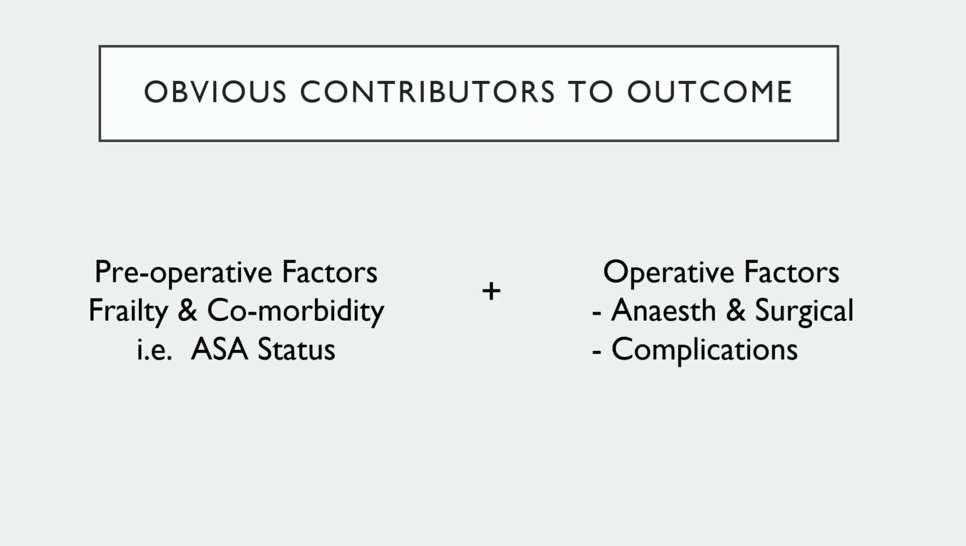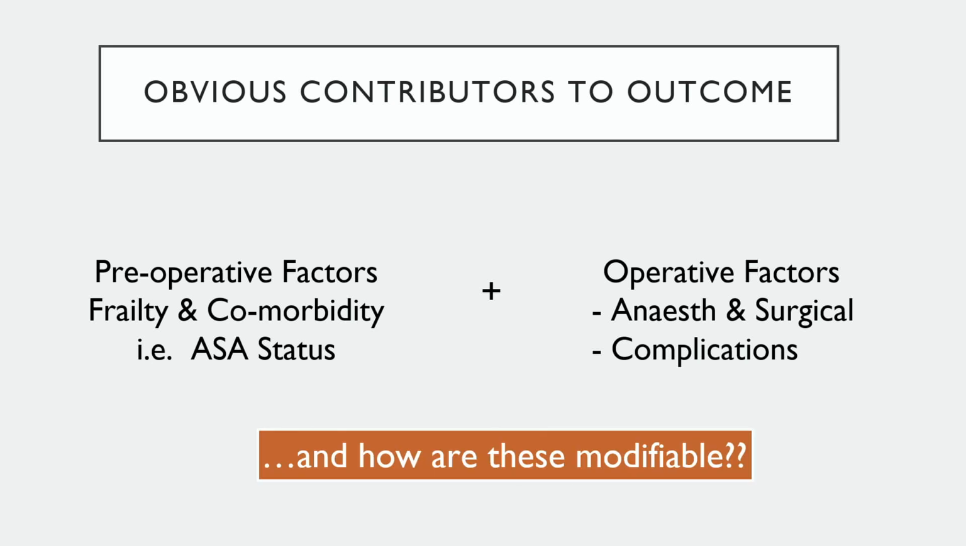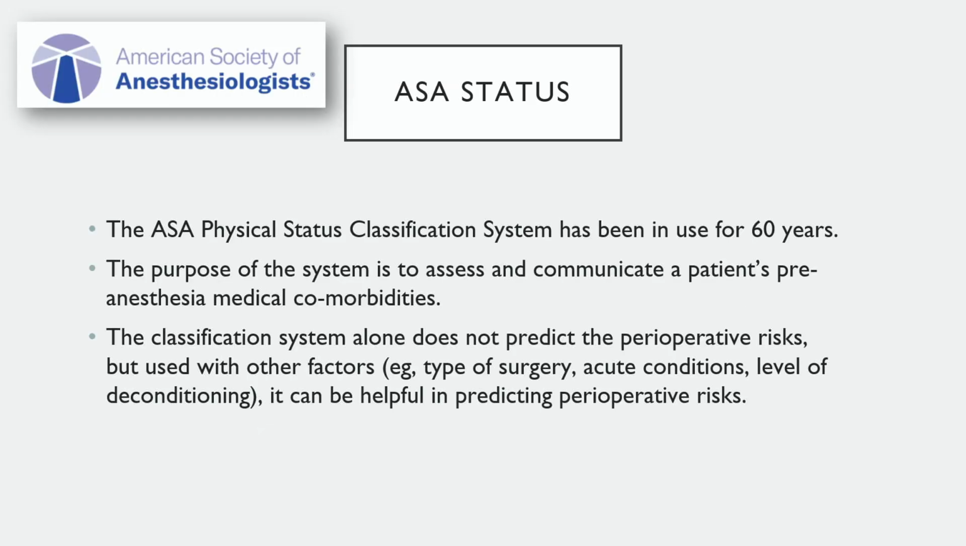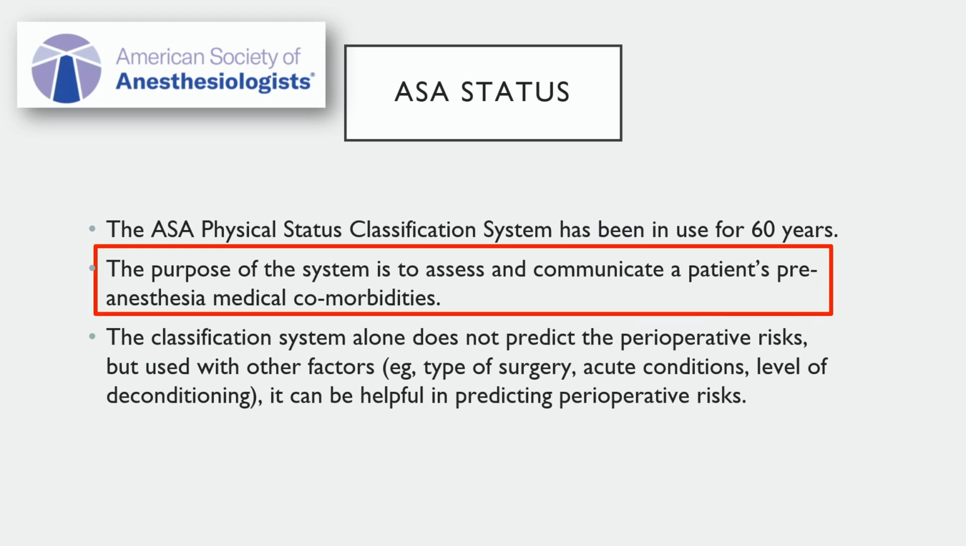So, factors that contribute to outcome and bad outcomes are going to be preoperative factors, i.e. ASA status, high ASA status, so comorbidities, and then of course the intraoperative factors. So, the question is, which of these are modifiable, and we'll come back to that in a minute. The first thing to say is about ASA status.